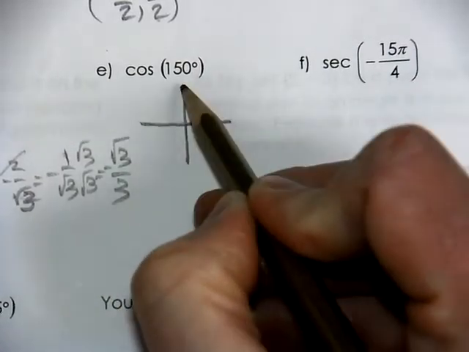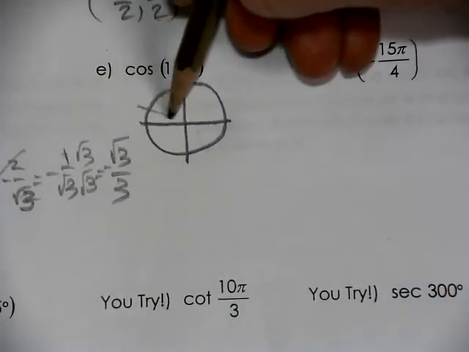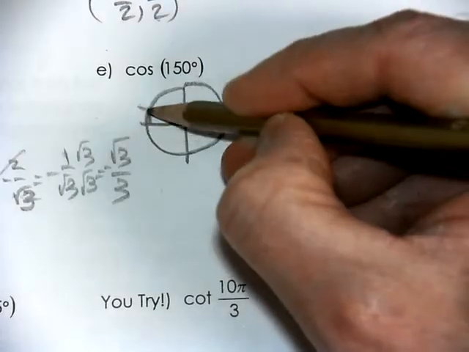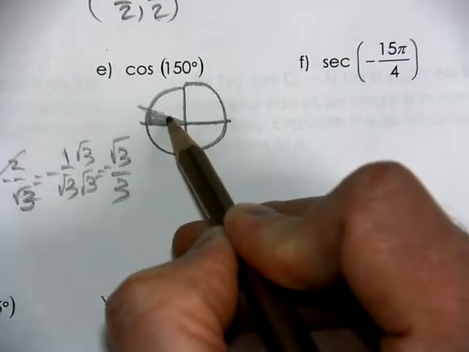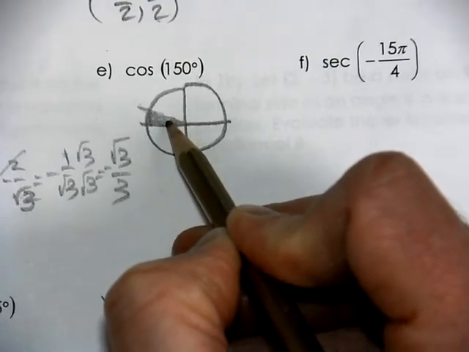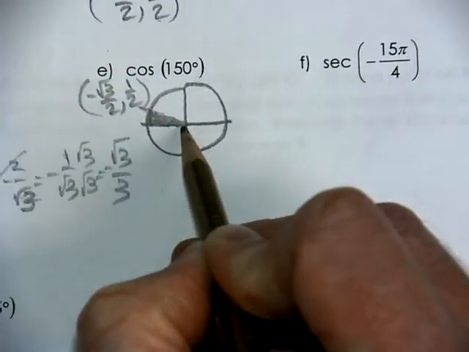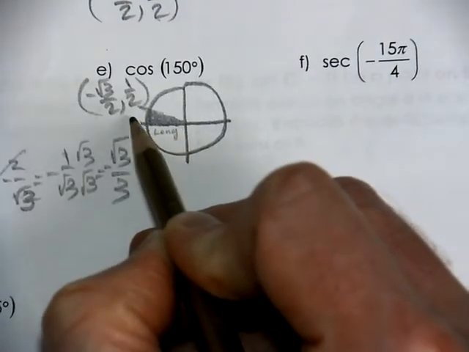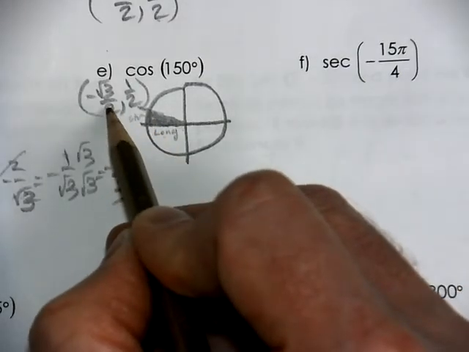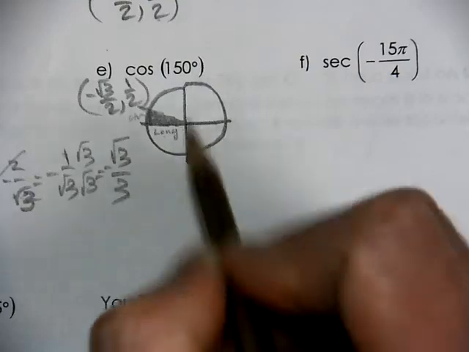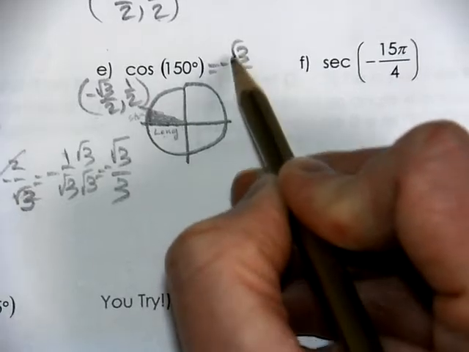So for cosine, it directly follows the unit circle. Most all of these do, but the unit circle at 150 degrees has a reference angle of 30. We know that that's going to be negative root 3 over 2, 1/2 because it has a long side and a short side. The x is long, the y is short. The x is root 3 over 2, the y is 1/2. Cosine is always going to be the x value. So the answer is negative root 3 over 2.